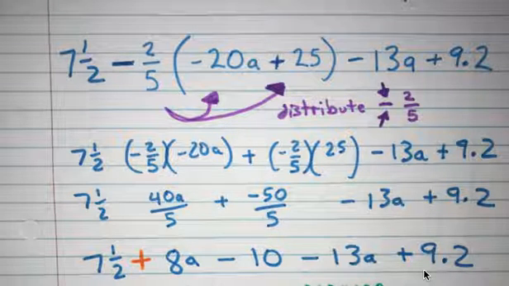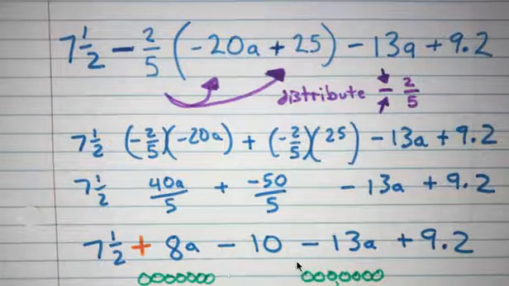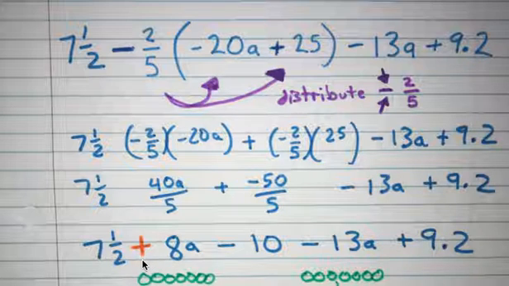Okay, now we're ready to combine like terms. Let's start with the terms that have the variable a in them. We can see we have 8a and negative 13a. Now the key here is you have to remember that the sign preceding the term is the all-important sign. So this is positive 8a minus 13a, because the plus comes before the 8a and the minus comes before the 13a. So it's positive 8a minus 13a.